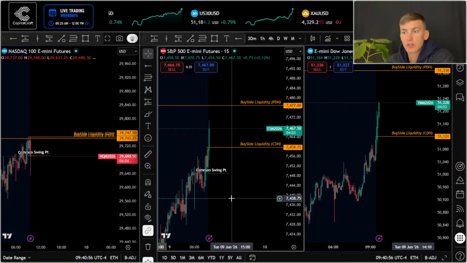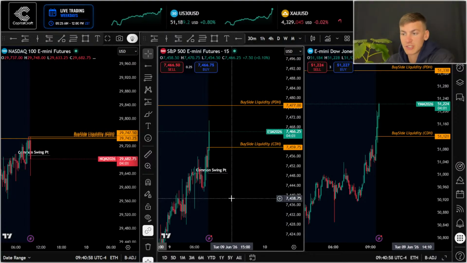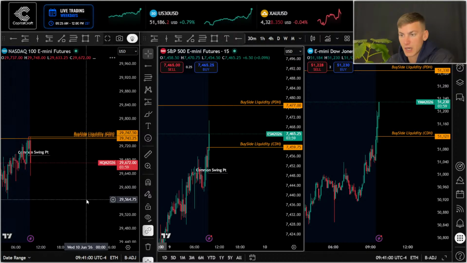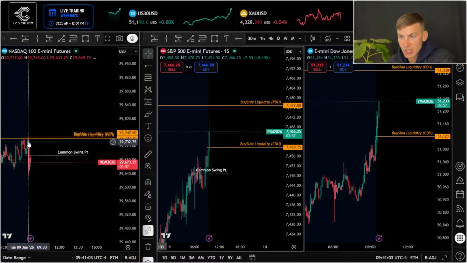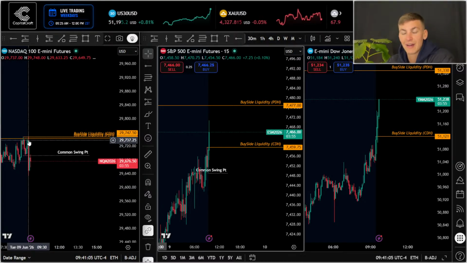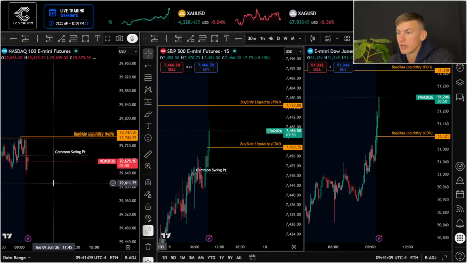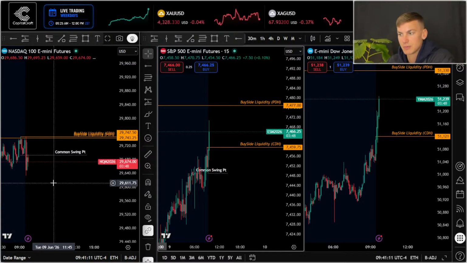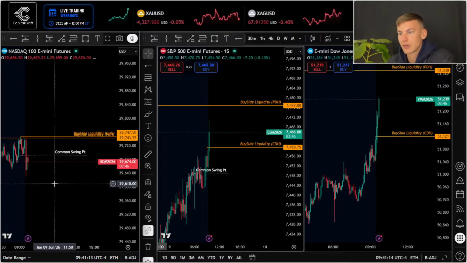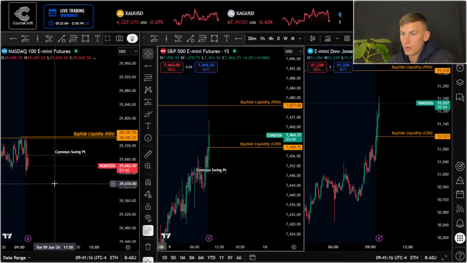Now, if price wanted to continue higher, we would see a change in state and delivery on the Nasdaq towards the upside. I'd essentially want to see a 5-minute close above the 9:30 opening price. If we can get that, I will be looking to go long. If we can't get that, I will once again just be sitting on my hands and seeing what the rest of this particular session has for us.